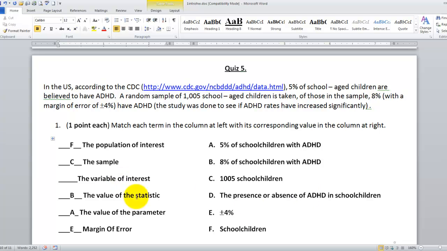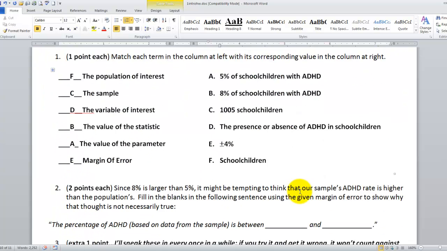That leaves the variable to be D by process of elimination, and also, logically, the presence or absence of ADHD in school children. That's kind of what we're checking. Does this kid right here have ADHD? Does that kid there? Does this kid there? Yes or no? All right, so there's your first bit there for the 1 point each.